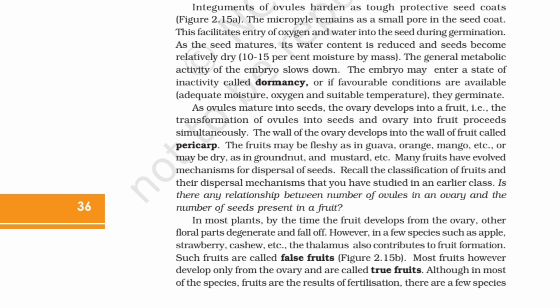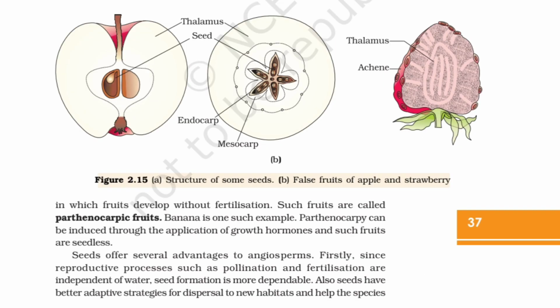Although in most of the species, fruits are the results of fertilization, there are a few species in which fruits develop without fertilization. Such fruits are called parthenocarpic fruits. Banana is one such example. Parthenocarpy can be induced through the application of growth hormones, and such fruits are seedless.